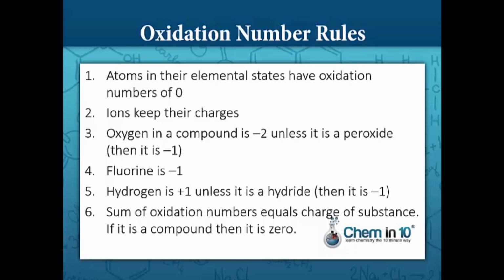You can tell when hydrogen is a hydride because it's with a metallic compound that has a positive charge. Hydrogen would have to have a negative charge to balance it out and make the compound neutral. And the sum of the oxidation numbers equals the charge of the substance. If it is a neutral compound, then the total sum of the oxidation numbers equals 0.